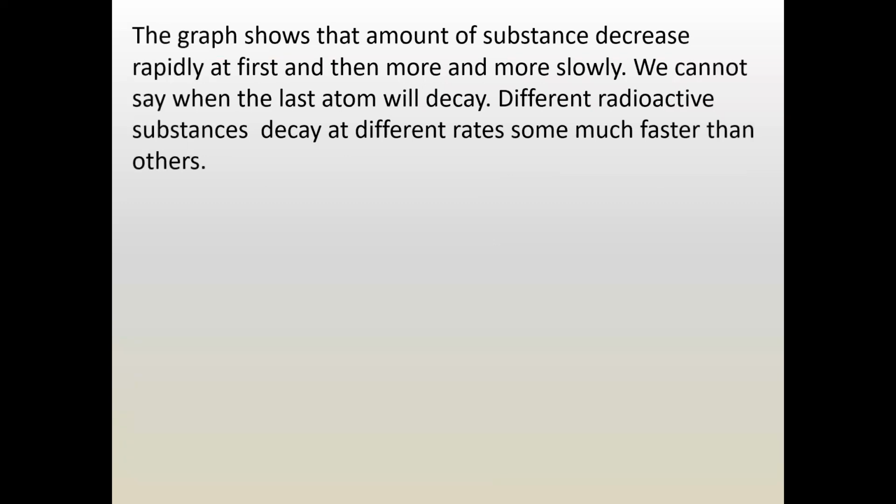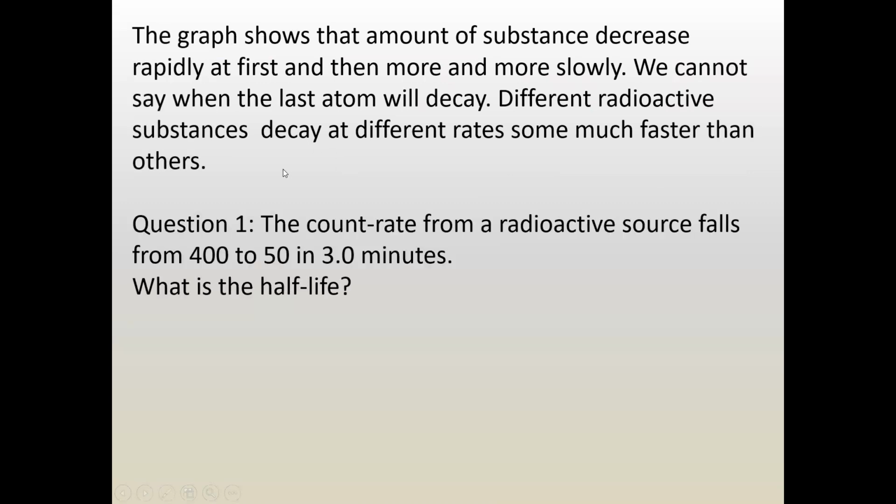The graph shows how the amount of a substance decreases rapidly at first and then more slowly, but we cannot say the last atom will decay. So that's why the graph will never reach the horizontal line. Now, some questions just to help you understand how to work out the half-life.